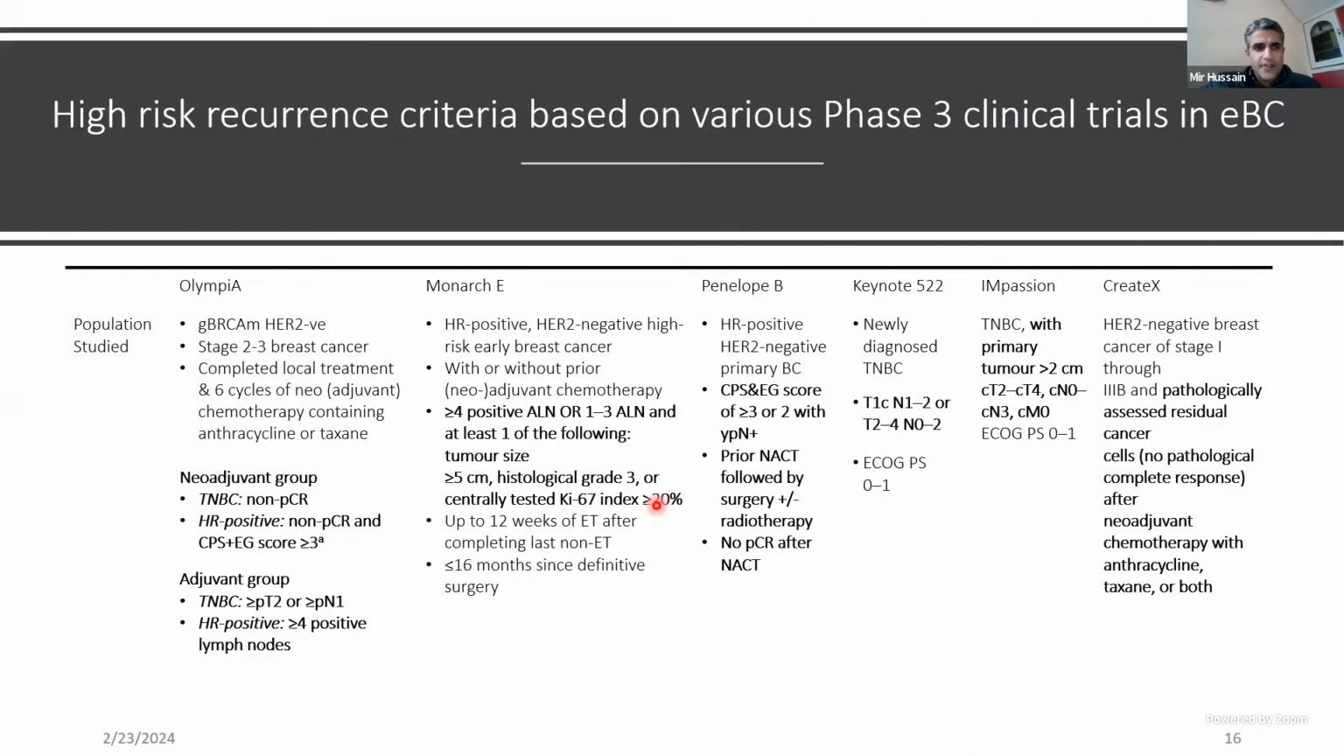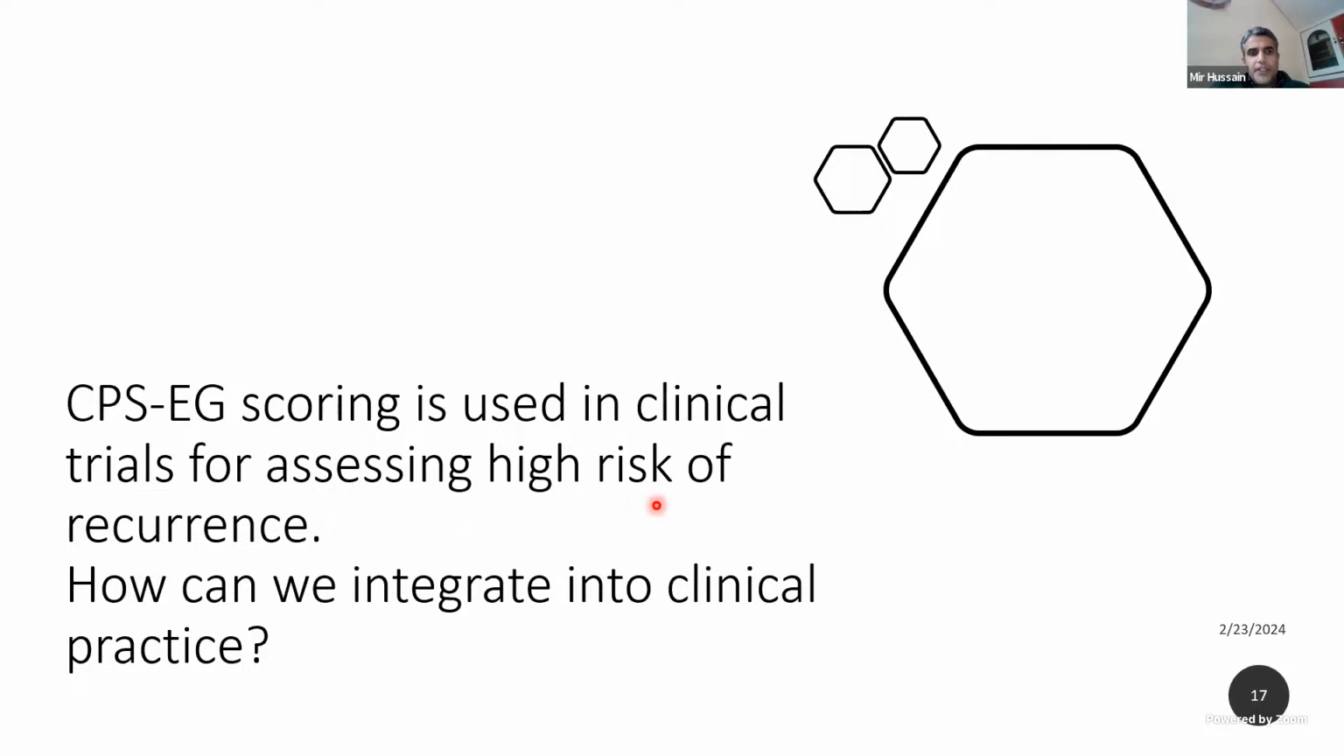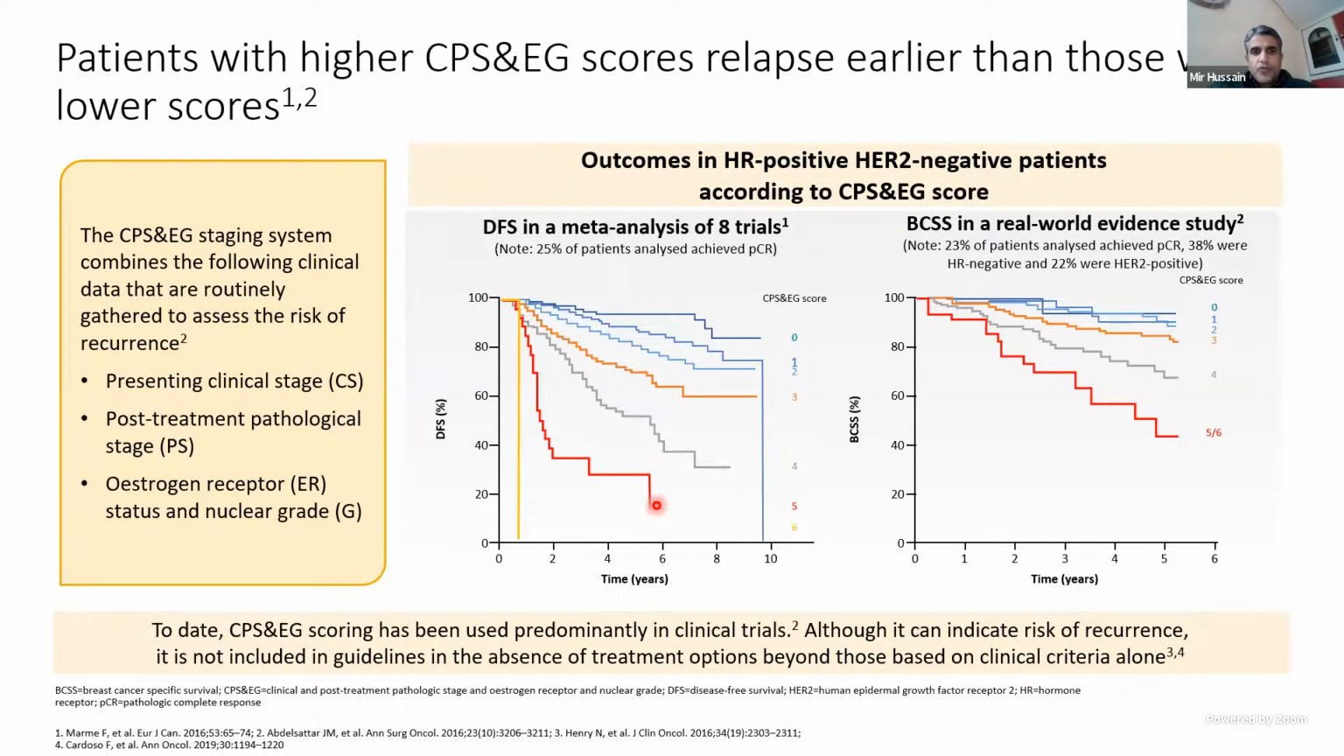So these are the various trials which have shown these risk factors: Olympia, Monarch, Penelope, Keynote, and Impassion trials. By and large, they have looked at these factors, especially non-achievement of pCR, high-grade tumors, higher nodal burden, high Ki67, and non-achievement of pCR after neoadjuvant chemotherapy. So for the CPS-EG, there are online scoring systems. This is used in clinical trials for assigning high risk of recurrence, and we may integrate it in clinical practice. Those patients who have a high score, their outcomes are not good as compared to the patients who have lower scores.